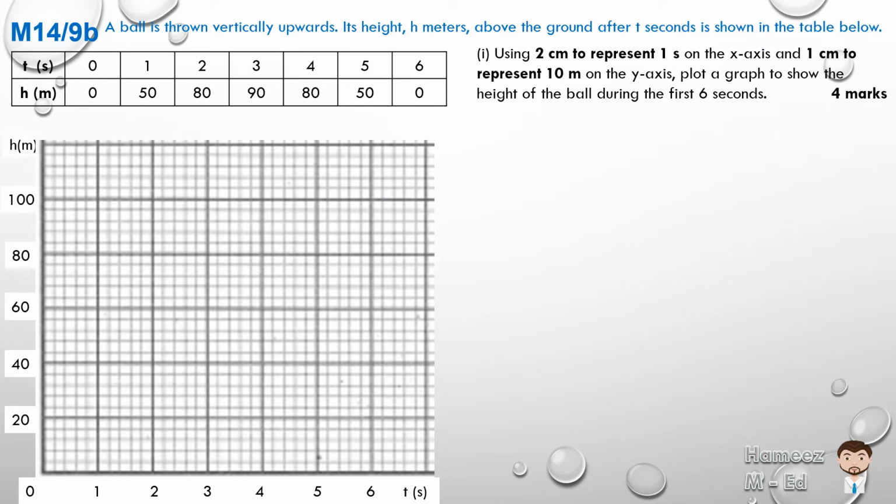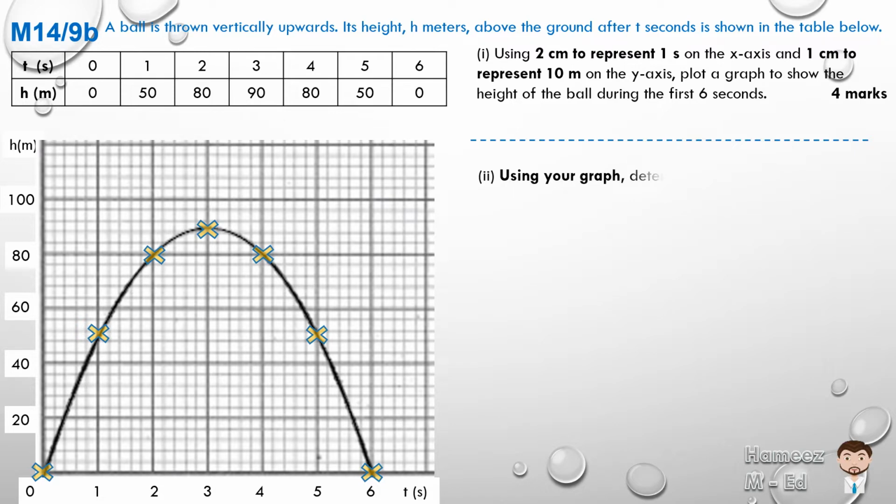And to plot our graph, let's put in the values. When time is 0, height is 0. When time is 1, height is 50. Time is 2, height is 80. 3, 90. 4, 80. It's coming back down. 5, 50. And 6, 0. It hits the ground. So we can connect these points.